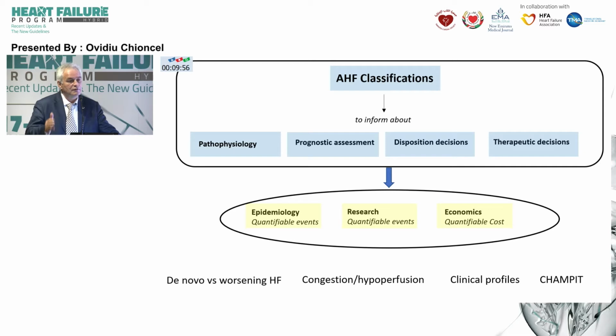First, it's de novo versus worsening chronic heart failure. Second, it's congestion-hypoperfusion. The third, it's clinical profile. And the last, it's the CHAMPIT classification. And the current edition of the guidelines is using all these classifications.